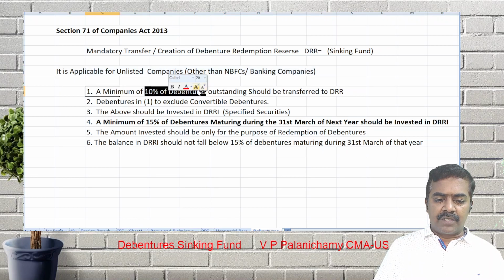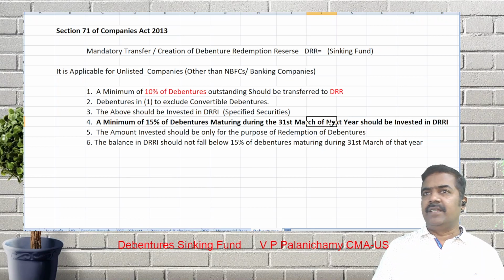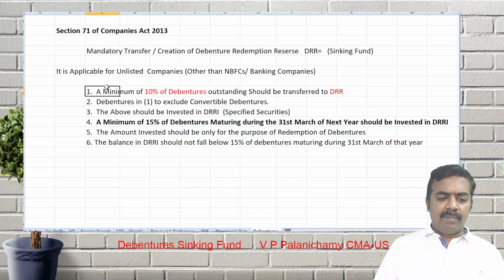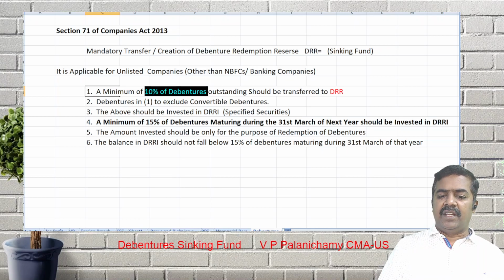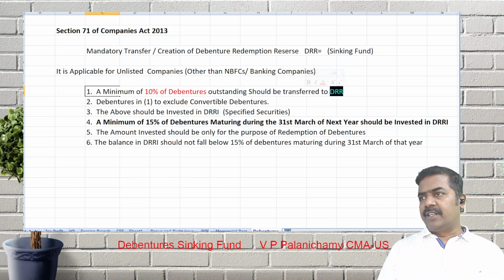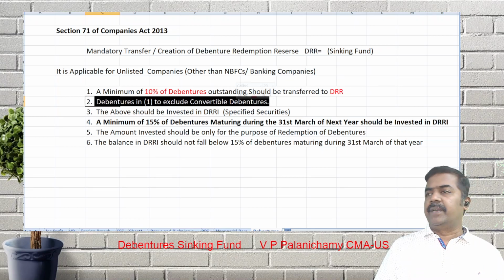So in order to avoid that, company law asks a minimum of 10% of debentures outstanding to be transferred to which reserve? Debenture redemption reserve. Then what about listed companies? It is voluntary. If they want, they can create DRR, otherwise they can leave it. But for an unlisted company, if debentures are 5 crore, 10% is 50 lakhs, which you must create every year in the debenture redemption reserve account. The debentures here exclude convertible debentures.